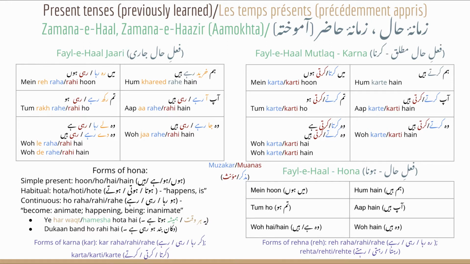And for फ़ेल हाल for होना. मैं हूँ, तुम हो, वो है for informal, and वो है for standard. हम हैं, आप हैं, वो हैं.